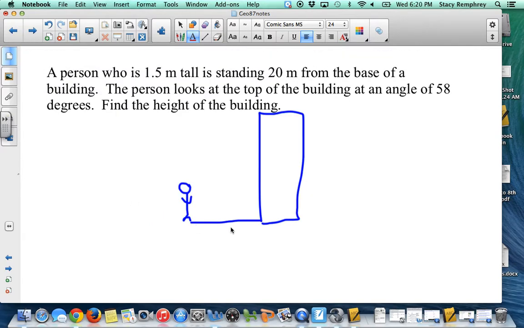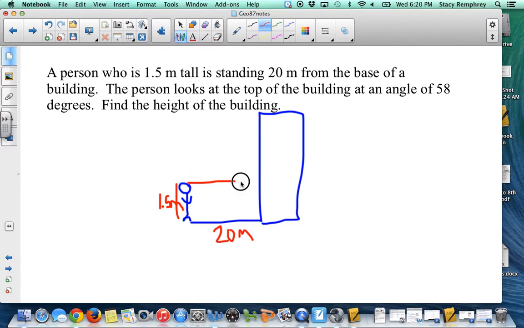In the next problem, I drew a picture. Poorly, but I drew one. We have that the person is 1.5 meters tall, and that he's standing 20 meters from the building. And here's his horizontal. And then he's going to angle upward. So this is called an angle of elevation. So he has to look up a certain number of degrees to see the top of the building. And they told us that the number of degrees he had to look up was 58 degrees.